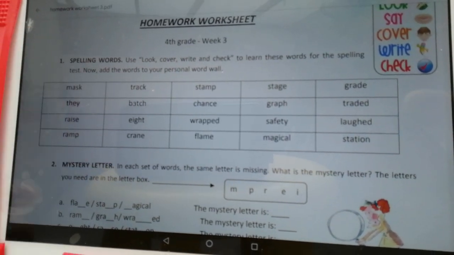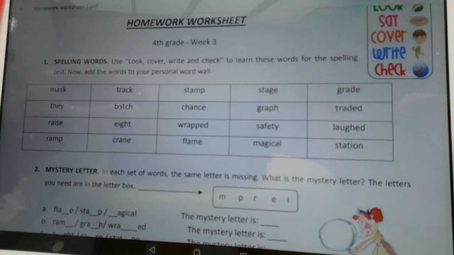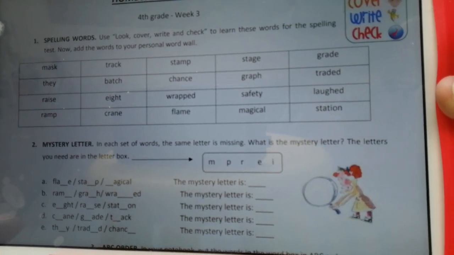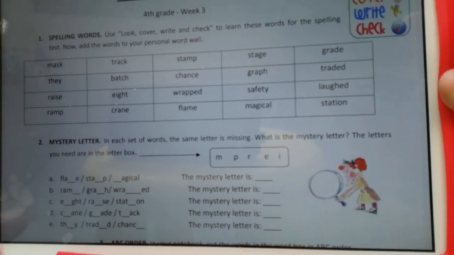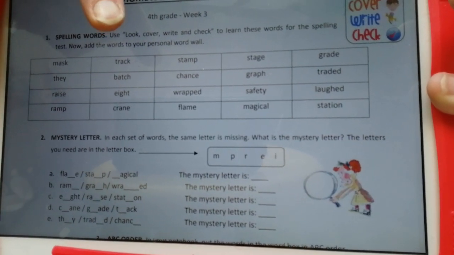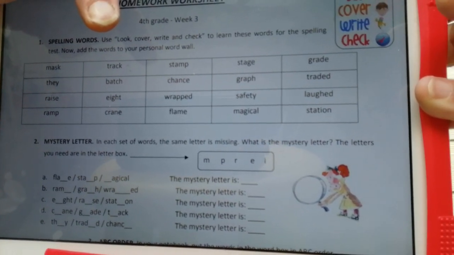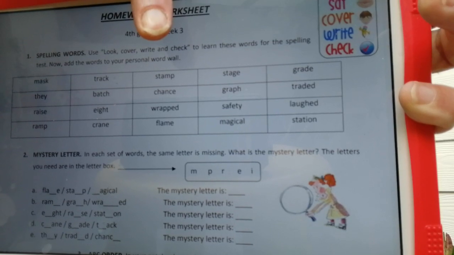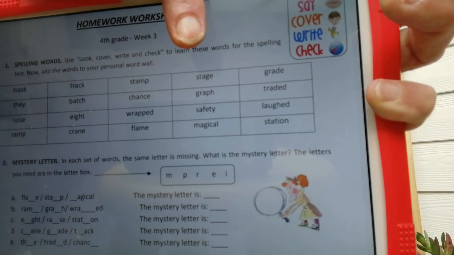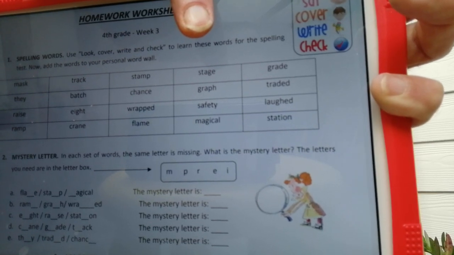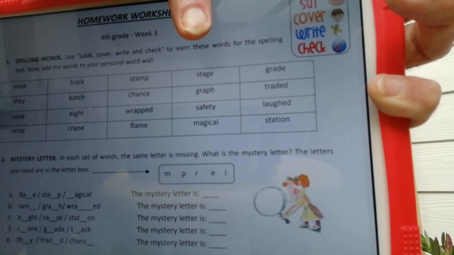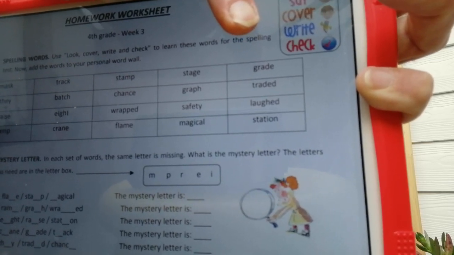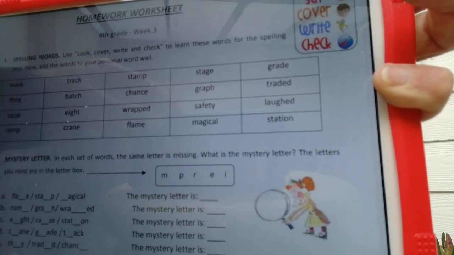The words are here. I'm going to read them and then I'm going to explain them. So the words this week are on the first column: mask, they, raise, ramp. On the second column: track, batch, 8, crane. On the third column: stamp, chance, wrapped, flame. On the fourth column: stage, graph, safety, magical. And finally, on the fifth and last column: grade, traded, laughed, station.